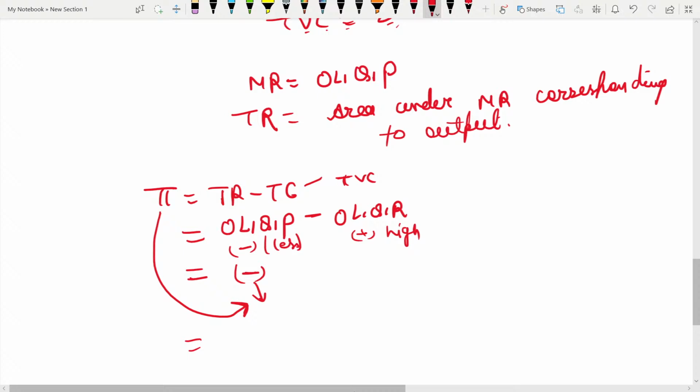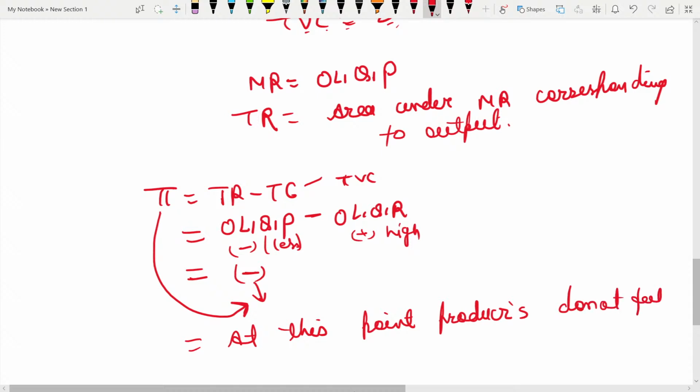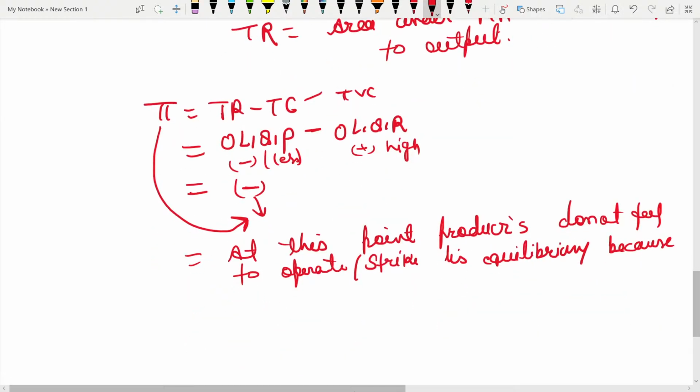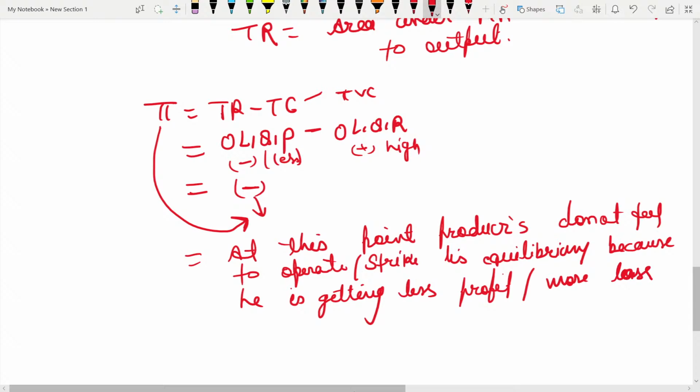So we can say that at this point, producers do not fail to operate or strike his equilibrium because he is getting less profit and more loss. Okay, so this is the point.